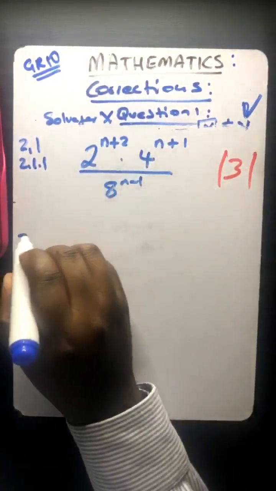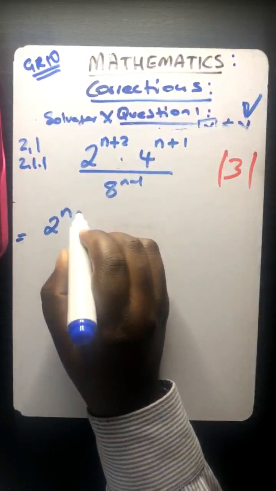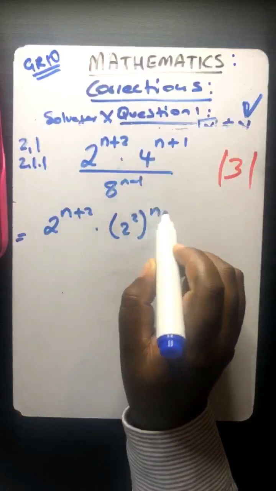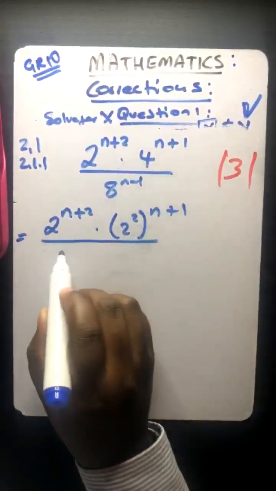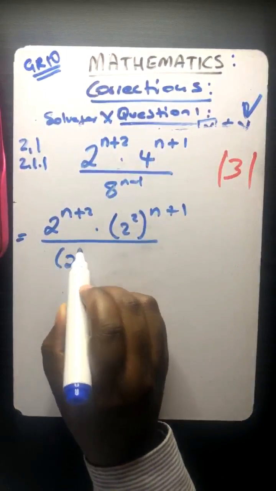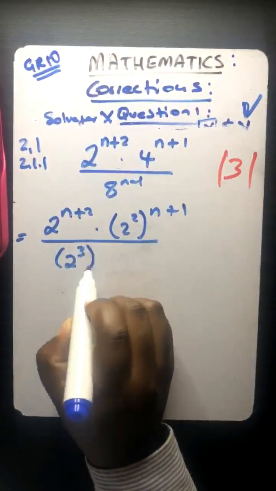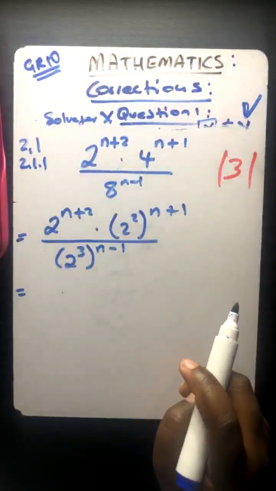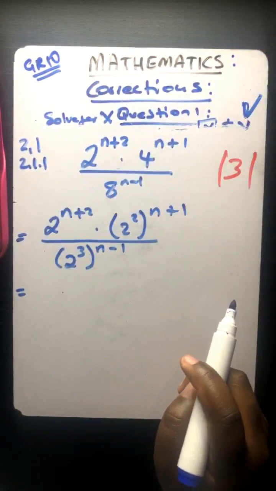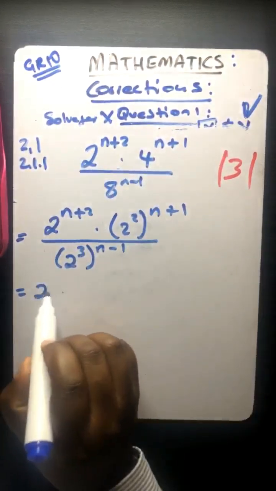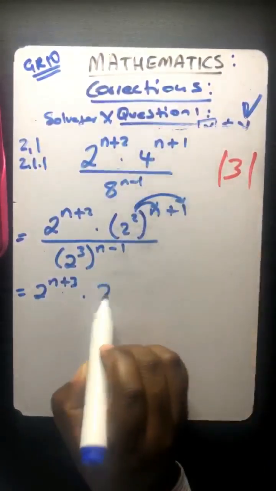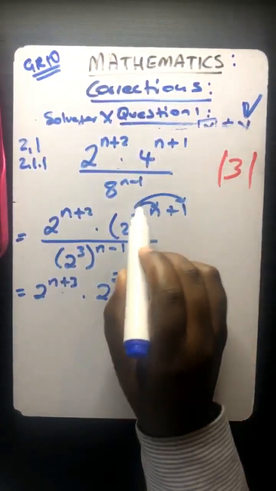Let's see. We have 2 to the exponent n plus 2. What is 4? Isn't 4 2 to the that? And then you are having that. Every time when you do this, power to power simply means wherever there are brackets, that's your starting point. So that means this times that times. Can you see? You're just multiplying power by power. What is that power to power?